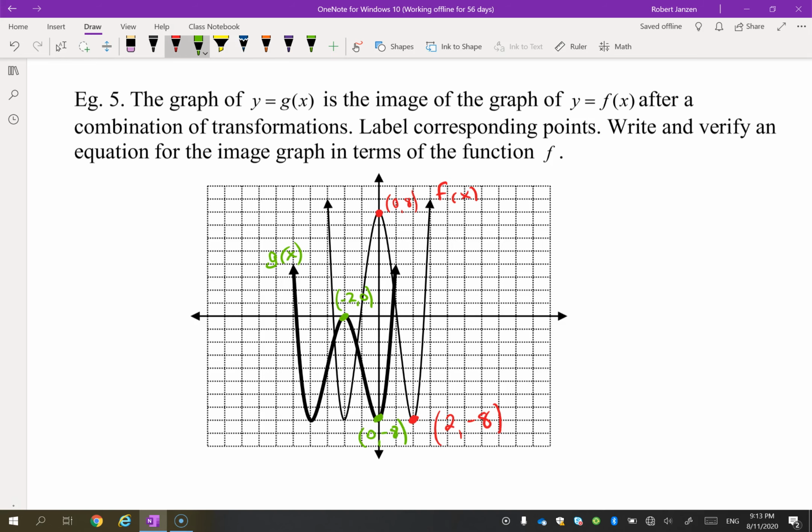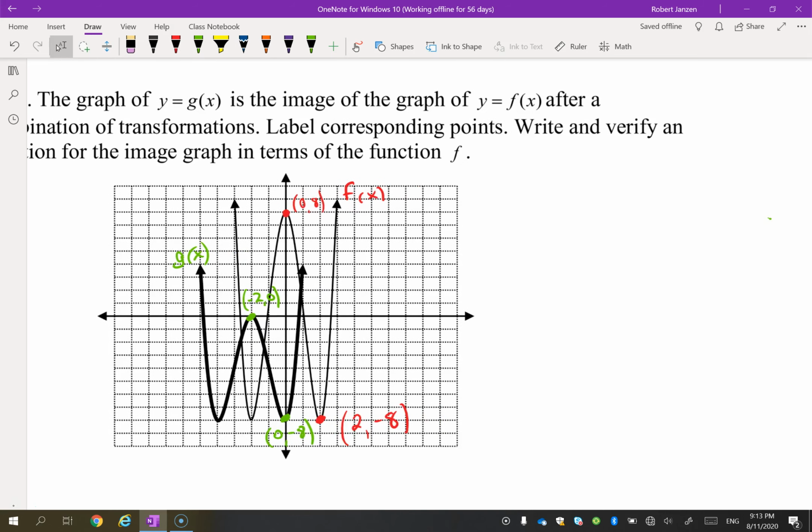To figure out what has happened to get from f to g, sometimes it's really easy to see. In this case, you can see it's probably moved left, and it looks like it's got a vertical compression. You could probably figure it out just by looking at it, but I want to give you a couple of strategies. So let's take a look at the two points for f of x: (0, 8) and (2, -8).